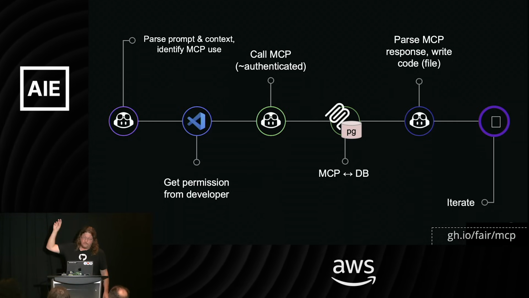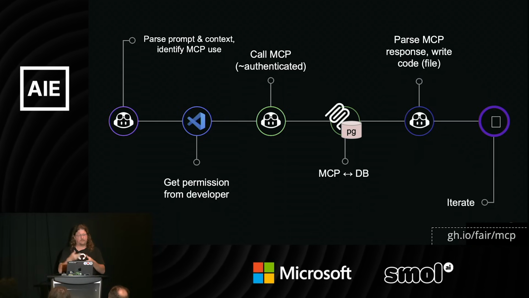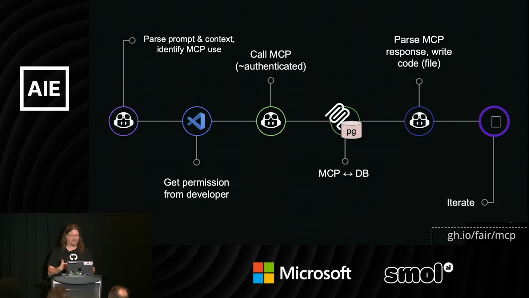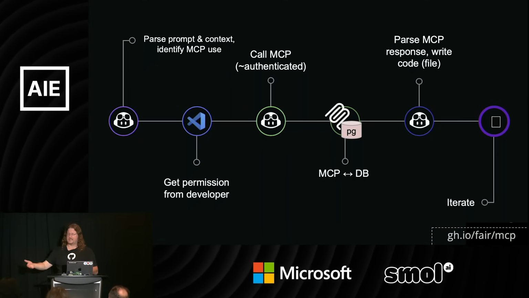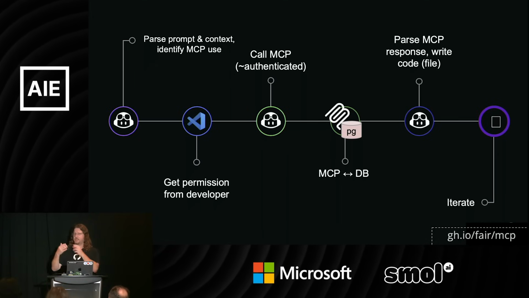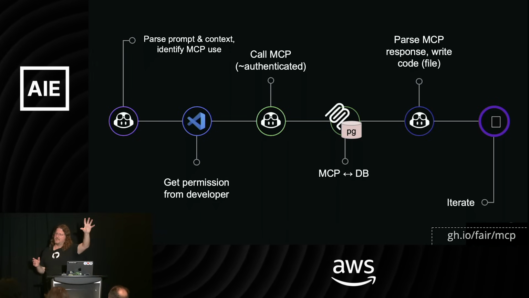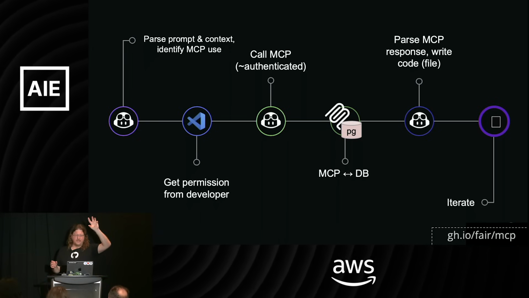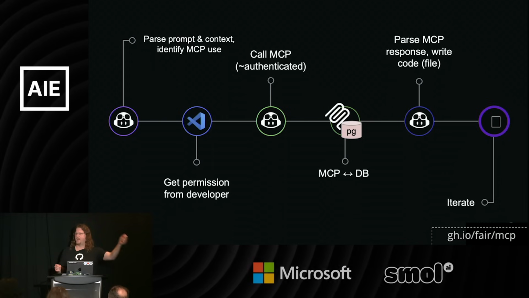Anyway, we basically said to Copilot, hey, go and do something. Copilot itself parses that prompt and identifies the fact that it should be using an MCP for this connection. It asks for permission from the developer to actually go and do the connection. When it gets that, it calls that MCP server. That MCP then interrogates my database for whatever it needs.